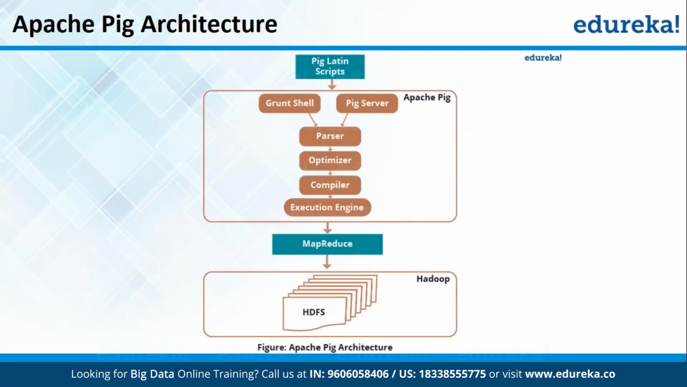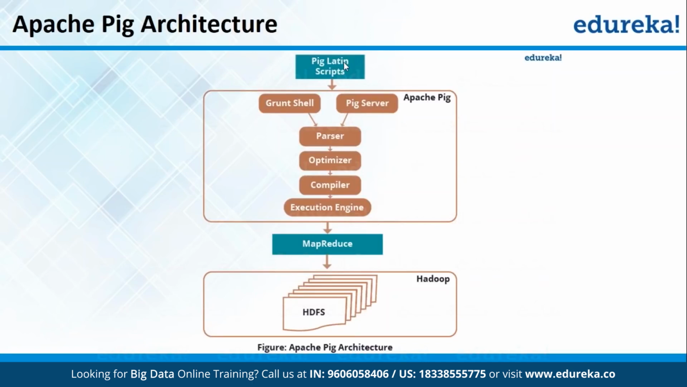So the architecture of Apache Pig is very simple to understand. You have Pig Latin scripts that you can write for executing your queries over the big data. These scripts can be executed through Grunt shell, which is nothing but the native shell provided by Apache Pig to execute the Pig queries. You can also submit a Pig Latin script through a Java client to the Pig server and execute over Apache Pig.